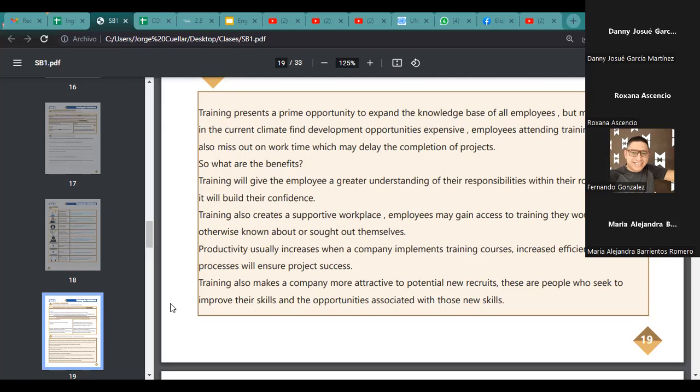Okay, teacher. Training presents a prime opportunity to expand the knowledge base of all employees, but many employees in the current climate find development opportunity expensive. Employees attending training session also miss out on work time, which may delay the completion of project. Very good. Perfect. That was very, very fast as well. Maria Alejandra.